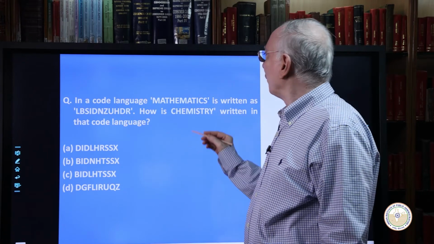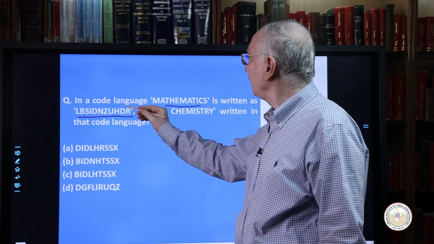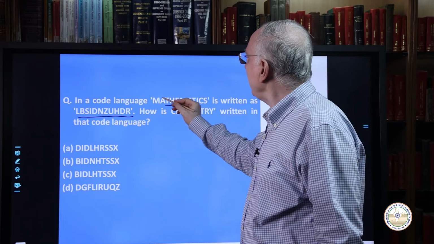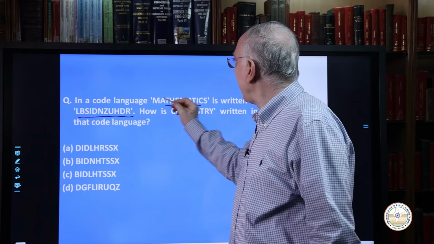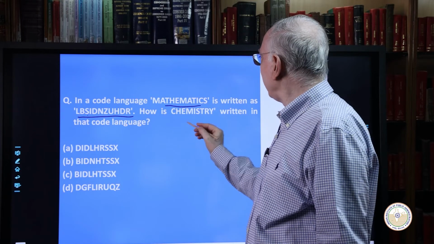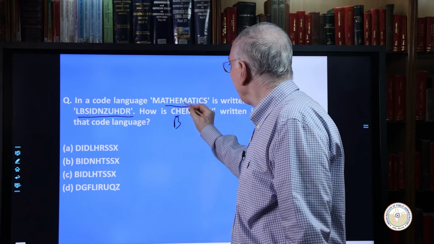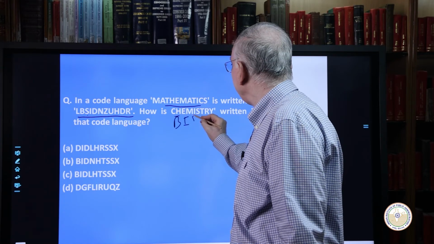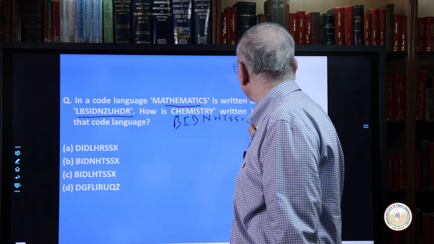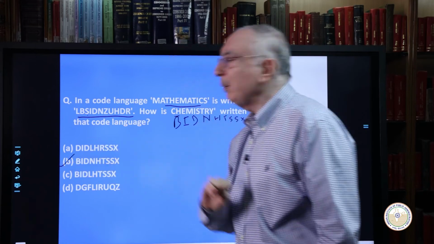In this coding, we have to notice this mathematics is written as this word. Now how does it come from here to here? This is a coding of 1 increase and 1 reduction. So that means M, before M, L comes, and after A, B comes, and likewise T, before T, S comes. So we have to write this chemistry. How do we write? Because we have to see 1 reduction and 1 increase. So that will be B, I, D, N, H, T, S, S, X. So essentially we are reducing 1 and 1 letter is being increased. Therefore option B is the right answer.